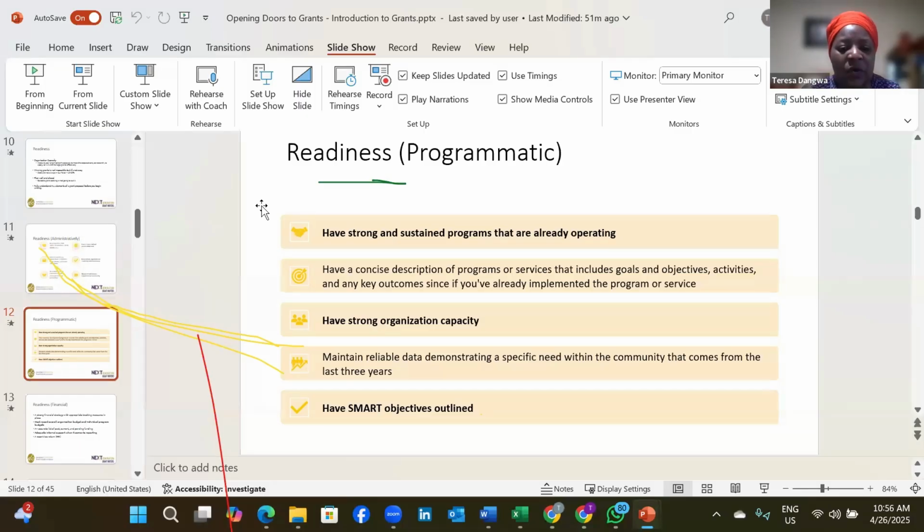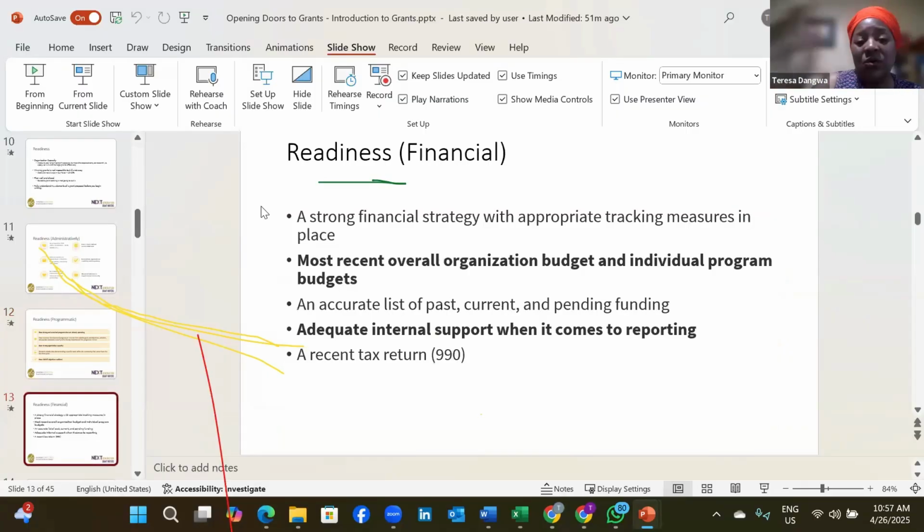Have SMART objectives outlined. And then readiness also has a third component: financial. I forgot about that. The financial component. So readiness has the administrative, and then you have the programmatic, and then you have the financial.